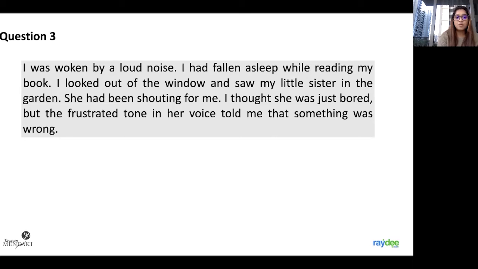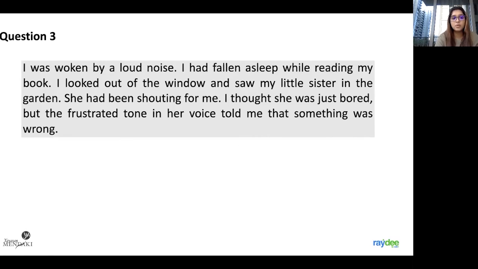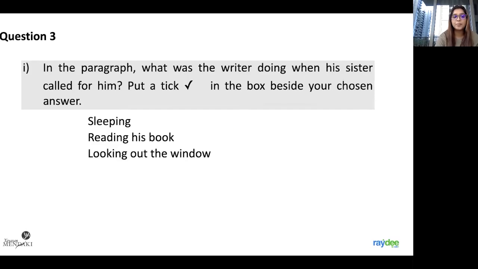Okay, now same goes for question 3 also. We have an extract here, and the question asks, in the paragraph, what was the writer doing when someone called for him? Put a tick in the box beside your chosen answer. So from the extract, we know that he was sleeping. Okay, so we can go back to the extract. It says, I was woken by a loud noise. I had fallen asleep. So he was sleeping.